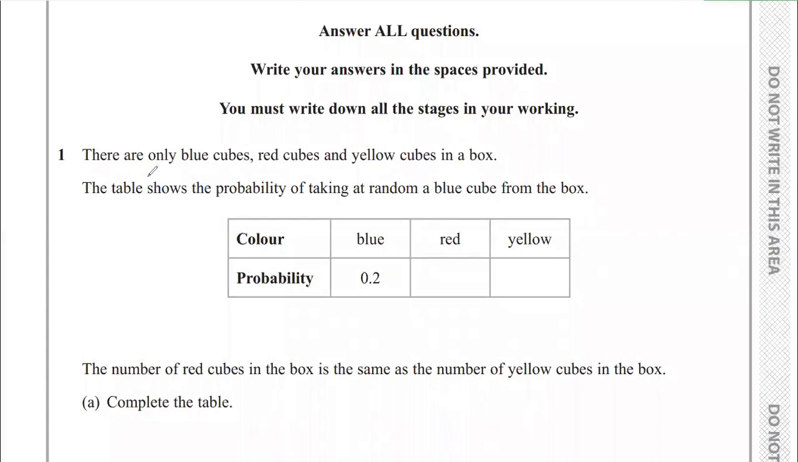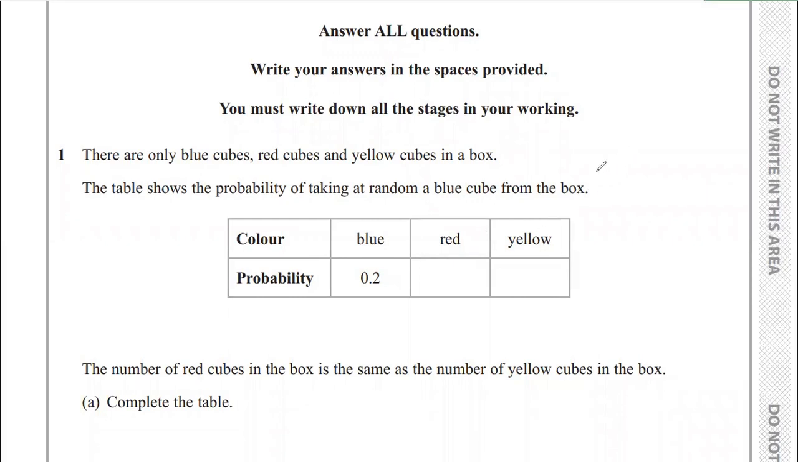Question number 1. There are only blue cubes, red cubes, and yellow cubes in a box. The table shows the probability of taking at random a blue cube from the box. Blue 0.2, red, we don't know, yellow, we don't know. The number of red cubes in the box is the same as the number of yellow cubes. So complete the table. So it means the probability for red and yellow must be the same.